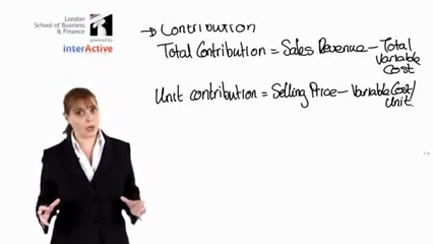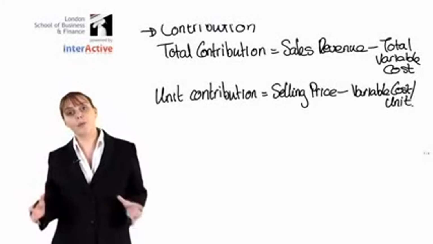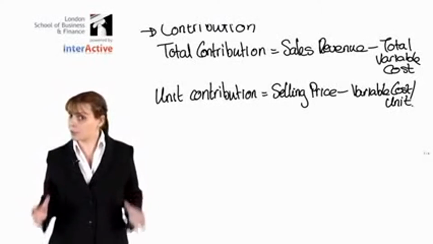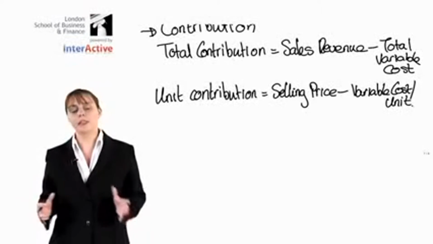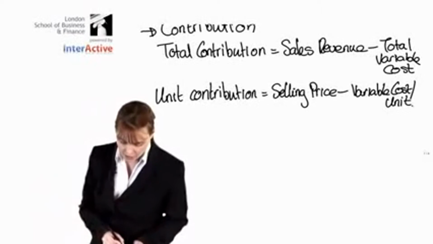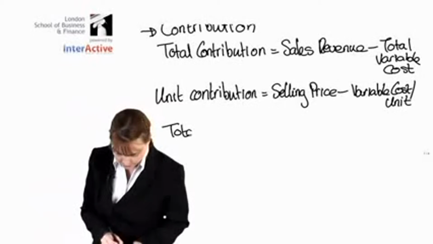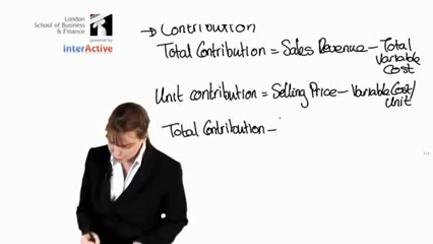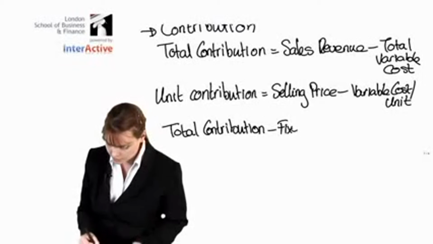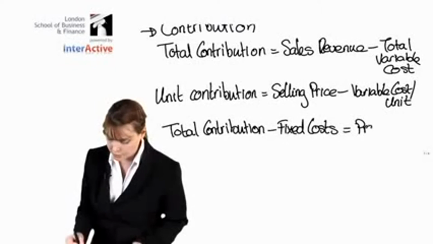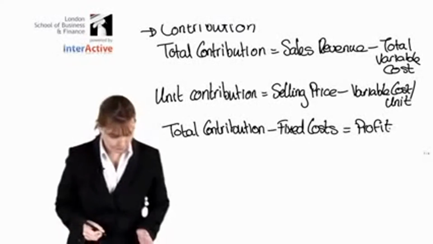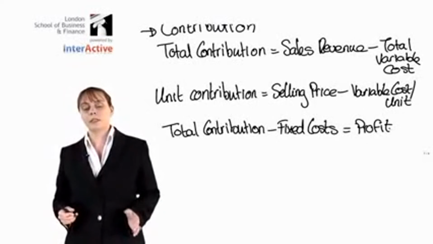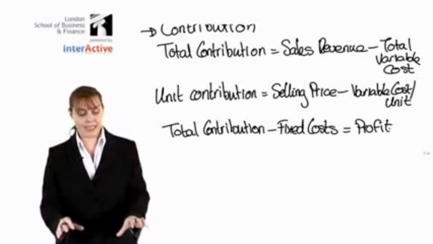Under a marginal costing system, if we want to calculate the company's profits for the period, then all we do is take our total contribution and subtract fixed costs, which will give us the profit figure. Now, this is key.